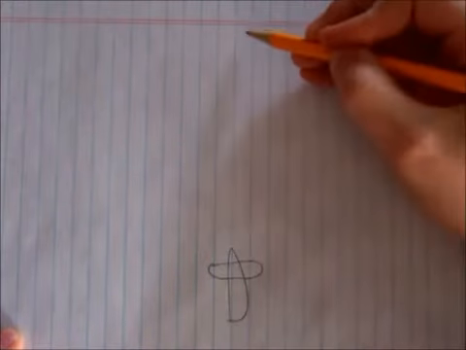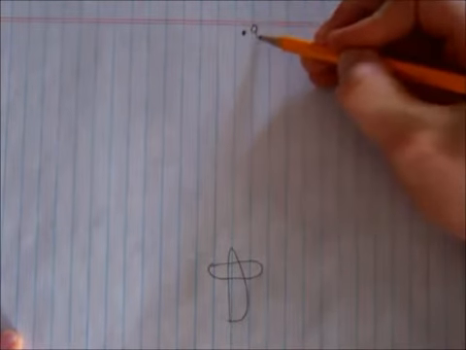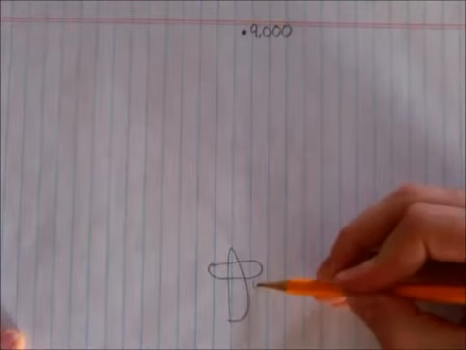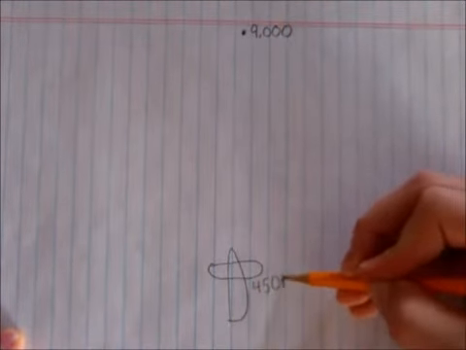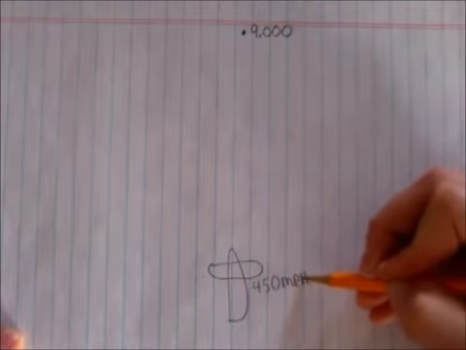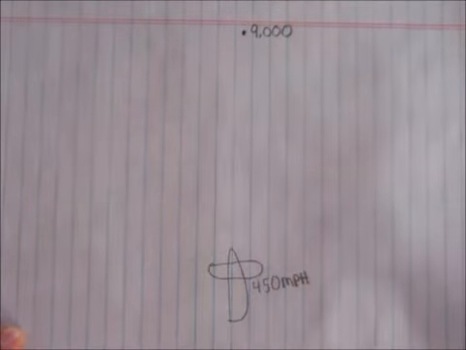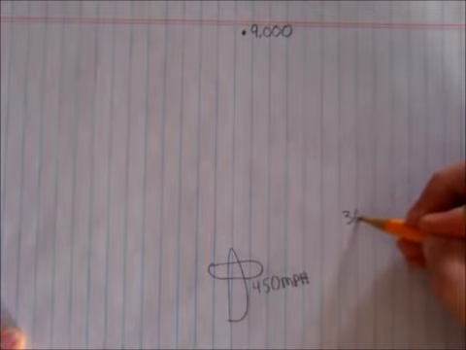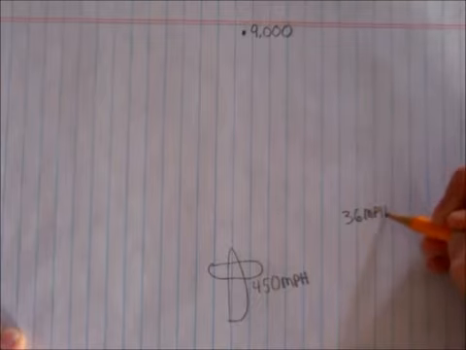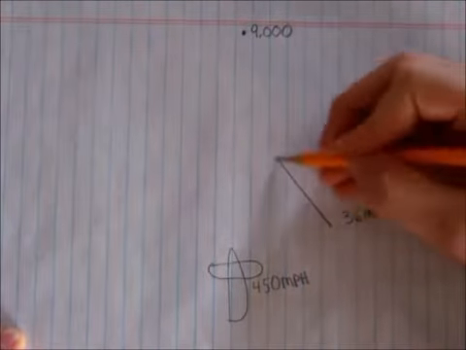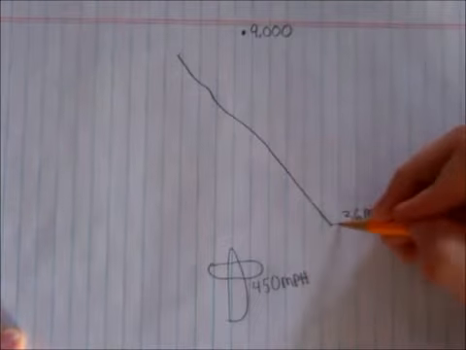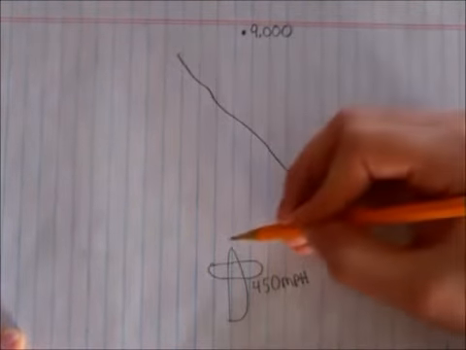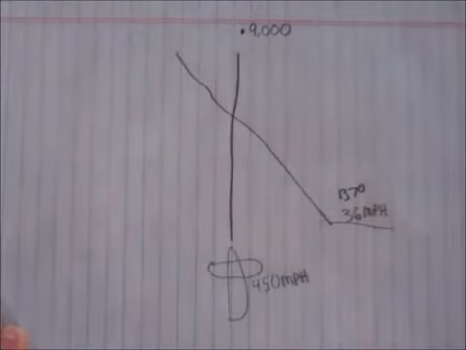This time our airplane will be traveling 9,000 miles. The airplane will be traveling at 450 miles per hour. We'll say that the wind's blowing at 36 miles per hour, and it's going at 137 degrees compared to the airplane's path.